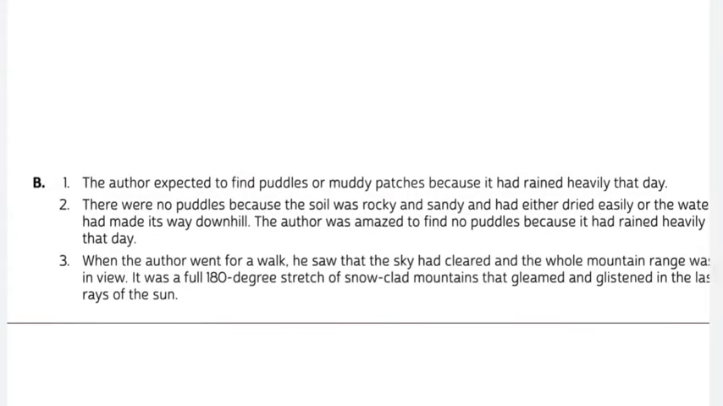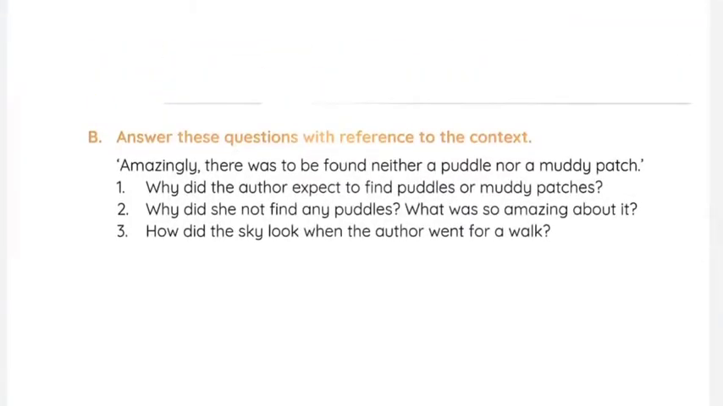There were no puddles because the soil was rocky and sandy and had either dried easily or the water had made its way downhill. So that is the water, okay? And the author was amazed to find no puddles because it had rained heavily that day. The water was not collected, it had gone downhill, isn't it? I hope that you have understood. And the first question also I have explained already. How did the sky look when the author went for a walk?